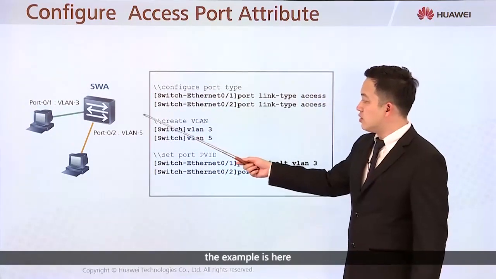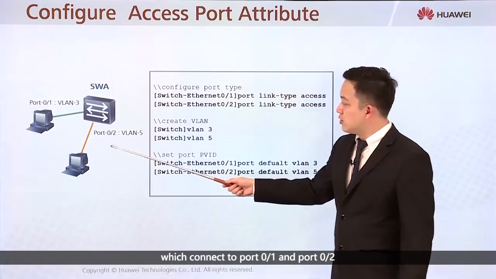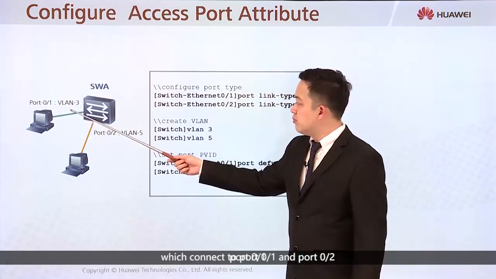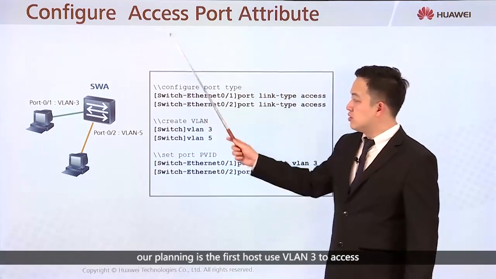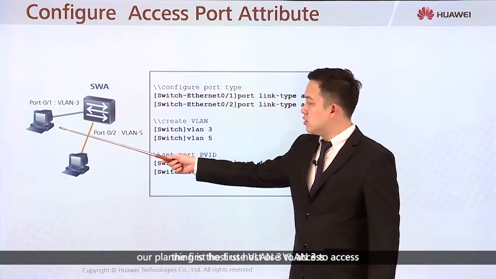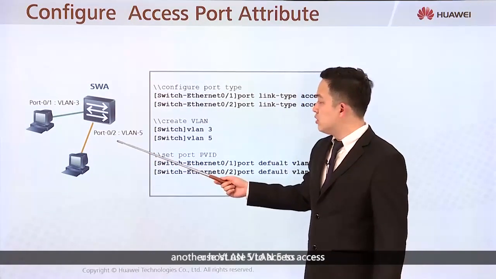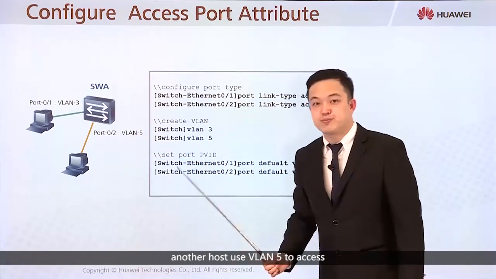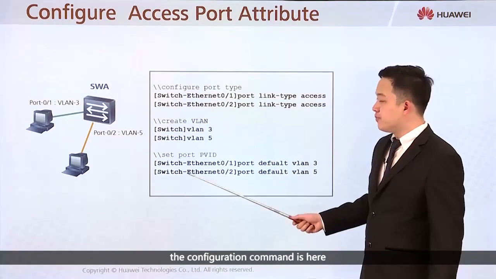The example is here. There's a switch A and we have two hosts which connect to port 01 and port 02. Our plan is that the first host uses VLAN 3 to access, and the other host uses VLAN 5 to access. The configuration commands are here.